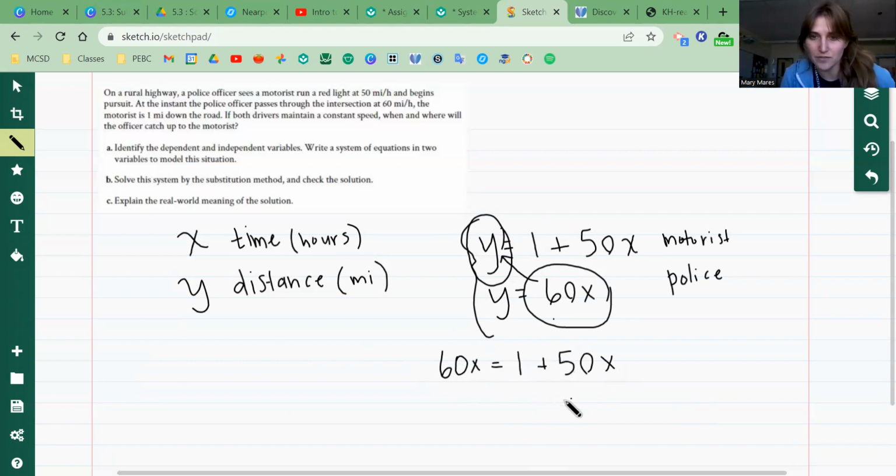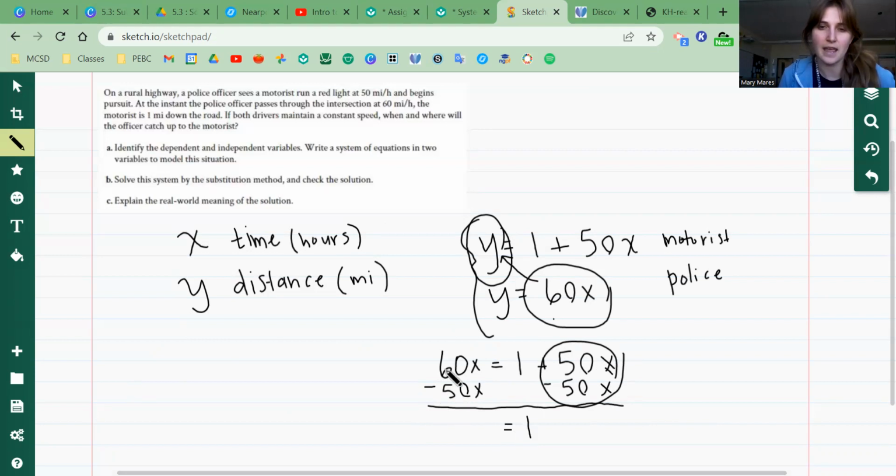So I'm going to take this 50x and I'm going to move it over here to be with this 50x. These 50x's cancel out. So I have a 1 on this side, and that equals 10x. And now I want to get x all by itself, so I need to divide both sides by 10. And x equals 1/10.